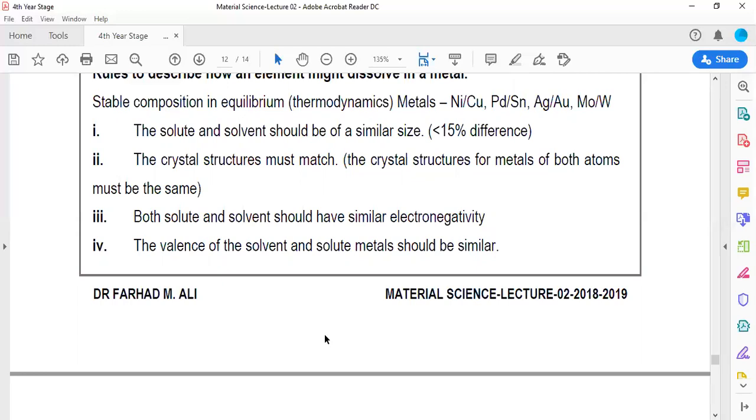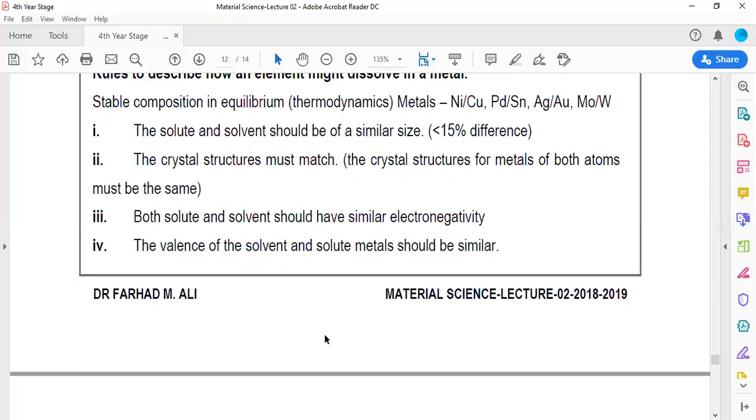Number 4, the valence of the solvent and solute metals should be similar. The valence is like oxidation state, but it's different from the oxidation state. Oxidation state has a sign, positive or negative, and valence is just a numerical value without a sign. For example, copper has a valency of 2. It means that copper can combine with 2 chlorides.